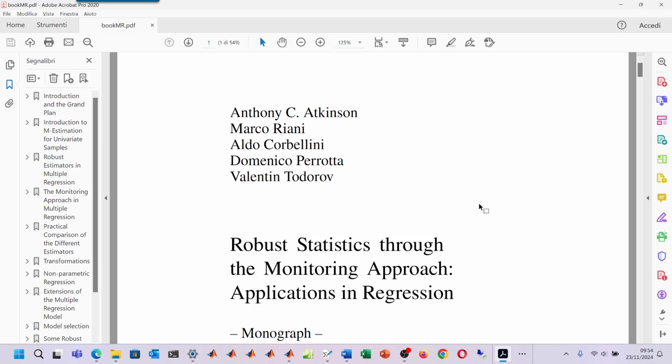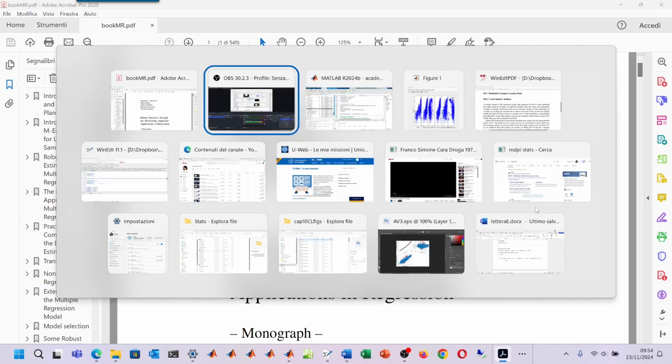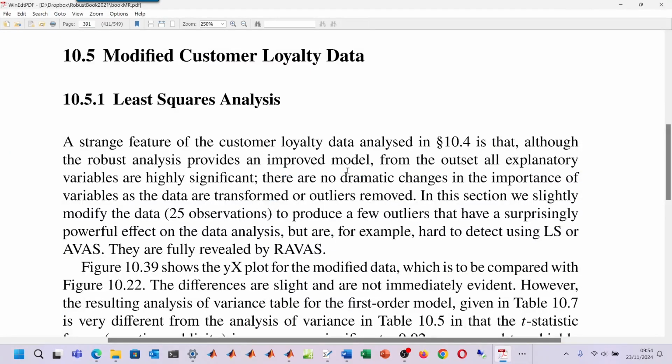We would like to continue working our way through our book that we have written with three other authors about robust statistics and monitoring, and today we will resume our discussion of the customer loyalty data.